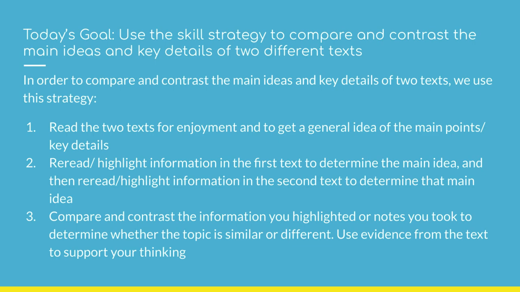In order to compare and contrast the main idea and key details of two texts, we use this strategy. One, read the two texts for enjoyment and just to get a general idea of the main points and key details. Your first read should just be for enjoyment. Your second read, when you reread it, highlight information in the first text to determine the main idea. So you're looking at key details. You're highlighting things that are important, and you're trying to get an idea of what the author in that first text is mainly saying about the topic.